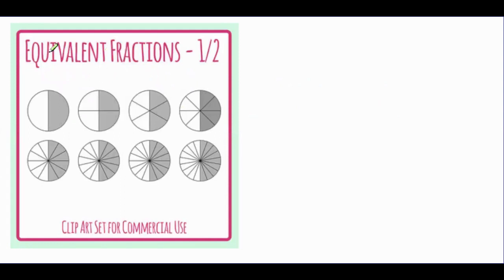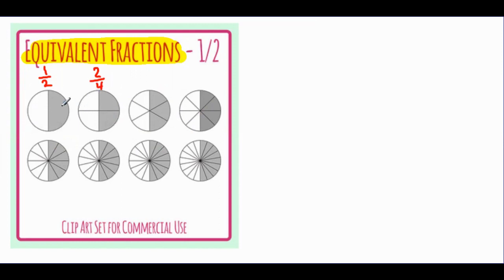Let's understand what equivalent fractions are. Have a look at these pictures. Imagine that we have these pizzas, and each pizza is divided into a different number of equal parts. This pizza is divided into two parts. I take one out of two, so it is one half. The same pizza is divided into four equal parts, and I take two, so it is 2 over 4.